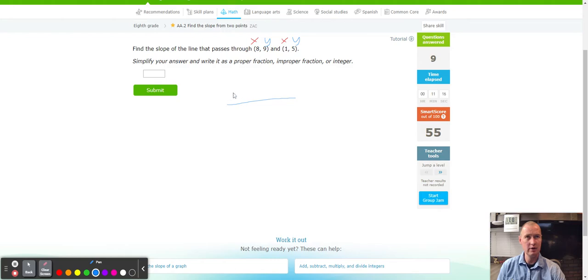Numerators on top, so we have y values of 9 minus 5, and 8 minus 1 in the denominator, equals 9 minus 5 is positive 4, and 8 minus 1 is positive 7, so 4 over 7.